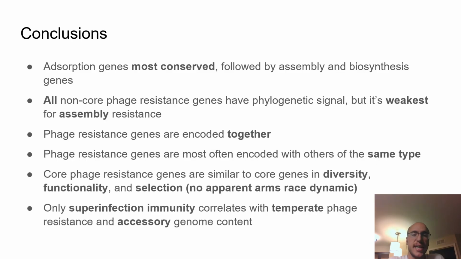Thus, in conclusion, adsorption genes are most conserved, followed by assembly and biosynthesis genes. All non-core phage resistance genes have phylogenetic signal, but it's weakest for assembly resistance. Phage resistance genes are encoded together and most often with those of the same type. There does not seem to be support for an arms race dynamic, and amongst the different categories of host range or resistance genes I studied, only superinfection immunity correlated with temperate phage resistance, not virulent phage resistance, as well as accessory genome content.